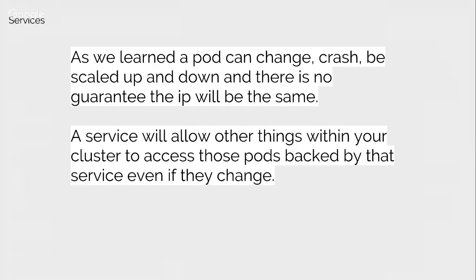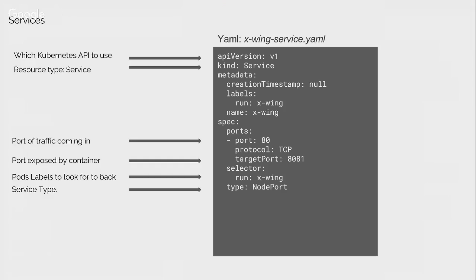As we learned earlier, a pod can change. It can crash, it can scale up, it can scale down, and there's no guarantee that the IP address for those pods is going to be the same. What a service provides is an access point to those pods that will not change. Regardless of whether the pods behind the service change, you will still be able to communicate with them through that service.